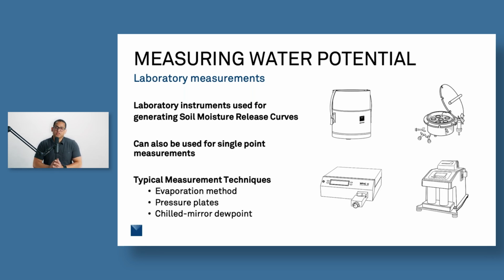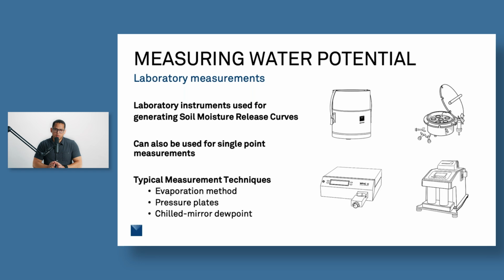Some of the typical measurement technologies or techniques out there are, for example, the evaporation method, or the Wind method, or the Wind-Schindler evaporation method, depending on the setup that you have, where you're measuring the evaporation from a saturated soil core. And we'll talk more about that method here in just a moment.